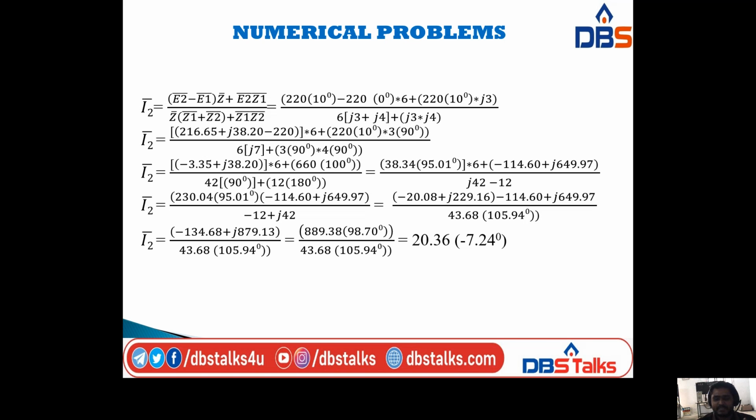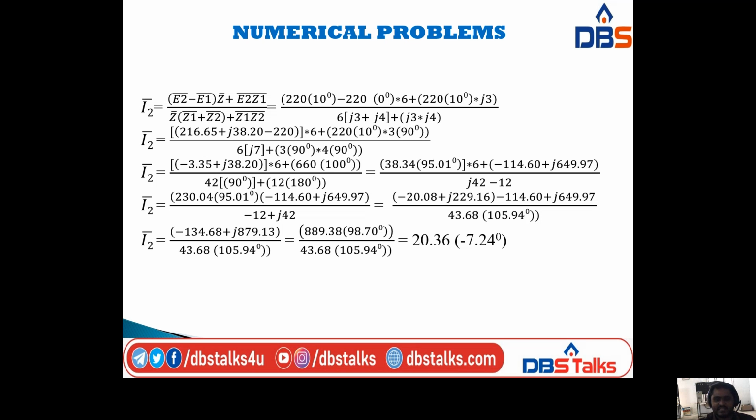And finally, in the numerator we have minus 134.68 plus J879.13, that is in the rectangular form. Please convert this into polar form. We have 889.38 at an angle of 98.70 divided by 43.68 at an angle of 105.94. So after simplifying this one we have 20.36 at an angle of minus 7.24 degrees. This is the I2 value.